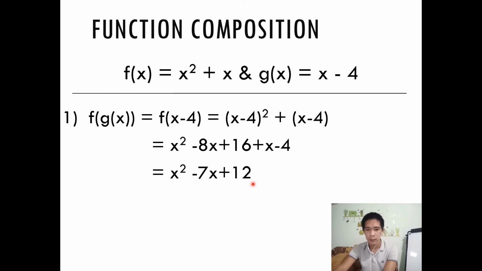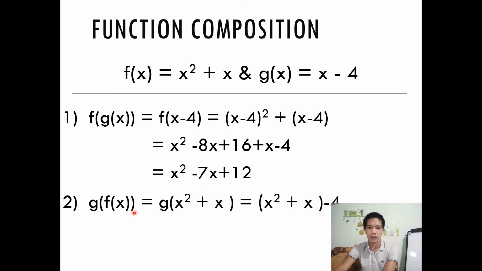Add similar terms. The answer is x squared minus 7x plus 12. Paano naman kapag g of f of x? Ulit, ang value ni f of x ay x squared plus x. Ang gagawin, substitute kay variable x ni g. X squared plus x minus 4. Wala ka naman maa-add dyan. Tanggalin mo lang yung parenthesis. Gives you x squared plus x minus 4. So, hindi sila parehas. So, kahit baligtarin mo yung composition, it's not always the case na parehas yung magiging answer.